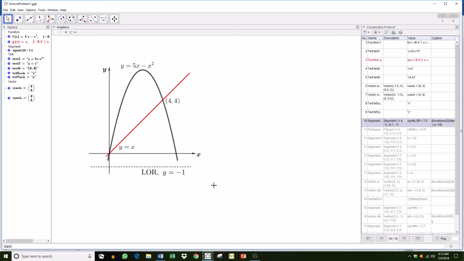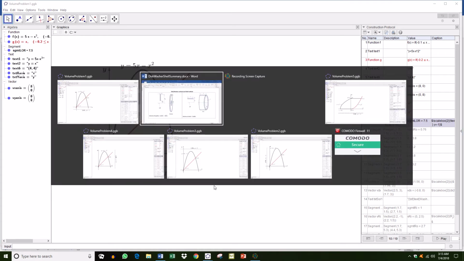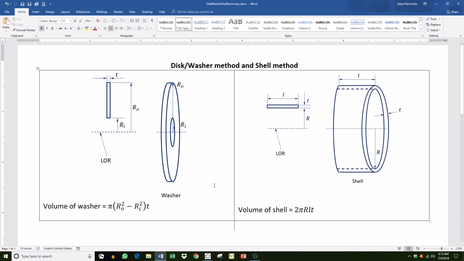But before I do this, let me do a quick recap of what we did in part one because we're going to need all that information here. The first thing is, if we were to take a thin rectangle that looks like this and spin it about this line of revolution, we get a washer. And the volume of the washer is pi times (R_O squared minus R_I squared) times T. R sub I is the distance from the line of revolution to the closest point on the rectangle, and R sub O is the distance from the line of revolution to the farthest point on the rectangle.